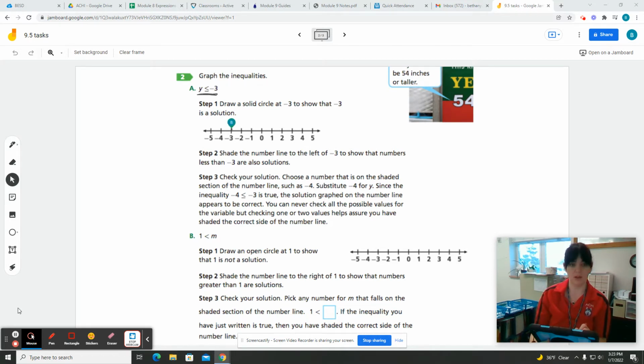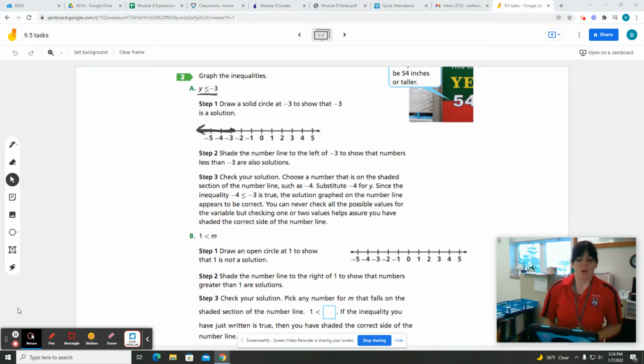color in a solid dot. And then we are going to shade the number line to the left of -3 to show that numbers less than -3 are also solutions. So y can be anything that is -3 or less. We're going to shade it so it looks obvious like that, and draw an arrow, which means y is anything -3 or less. Or I guess my camera's backwards, it would be like this, -3 or less.